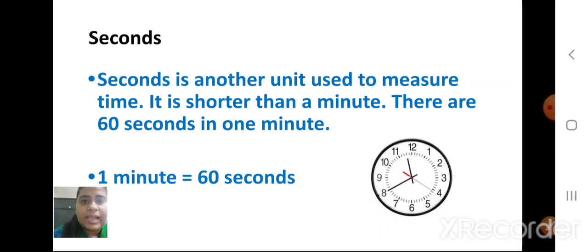When the second hand takes one full round, that time only 1 minute is over, and the minute hand moves. When the minute hand takes one full round, the hour hand also moves. Correct? That means 1 hour has passed. So all the hands of a clock are related to each other. Here you have the formula: 1 minute is equal to 60 seconds.